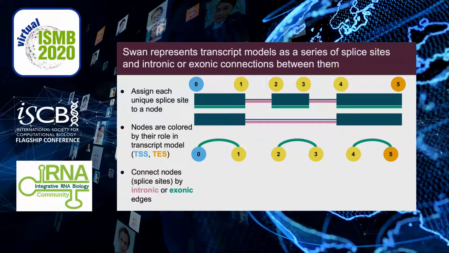We add introns similarly. For each unique intron that connects two splice sites, shown here in pink, we also add a pink arc to the Swan representation. This visualization model enables users to quickly notice alternative splicing events that make any two transcripts different from one another.